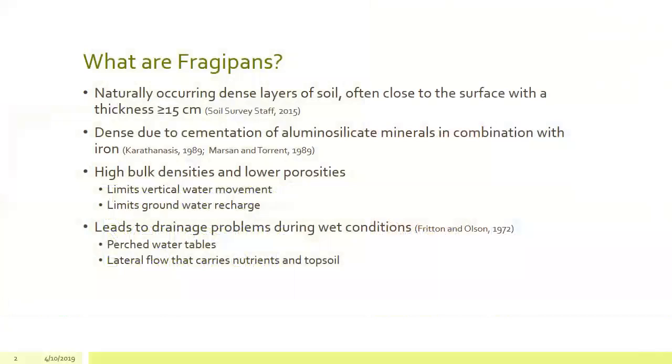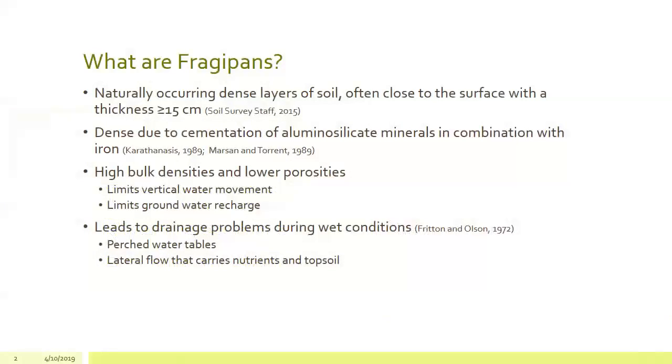Now, I know what you're thinking. Not all of you guys are soil scientists in here. What are fragipans? Well, they're these naturally occurring dense layers of soil. They're often close to the surface, and they've got a thickness greater than or equal to about 15 centimeters. So think of them as like a thick concrete layer in the soil. It's going to really restrict that root growth.